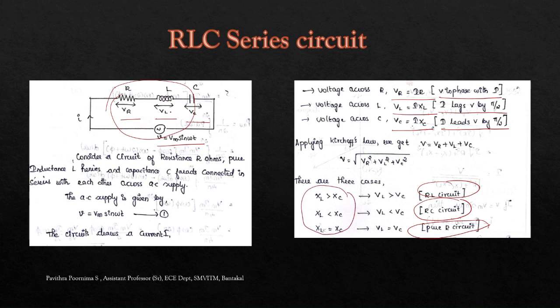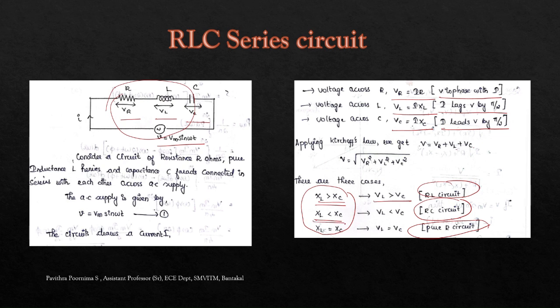One is if XL, inductive reactance, is greater than XC. If inductive reactance is greater than XC, obviously the voltage across the inductance is greater than the capacitance, right? Because we have one consumption and two storing. So we are checking the priority over here. So if XL is greater than XC, then VL is greater than VC and the entire circuit acts as a RL circuit.